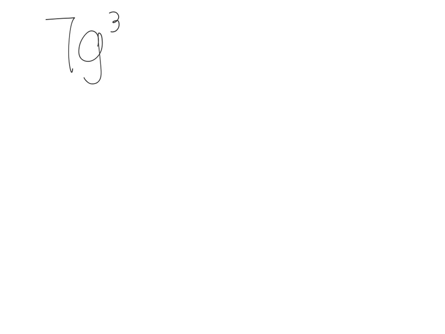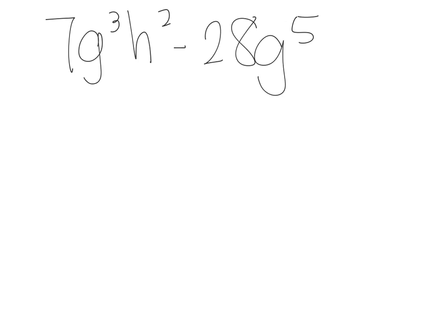So problem number 2, 7g to the third h squared minus 28g to the fifth. You look and you ask yourself the three big questions. Is there a GCF? There is a GCF in this one because there's a number that goes into 7 and 28. To figure out what that is, I'm going to list 7g to the third h squared and 28g to the fifth separately. I'm going to break those down.